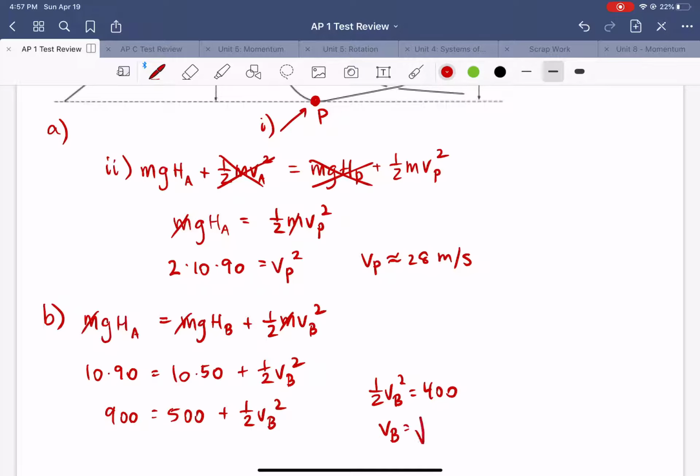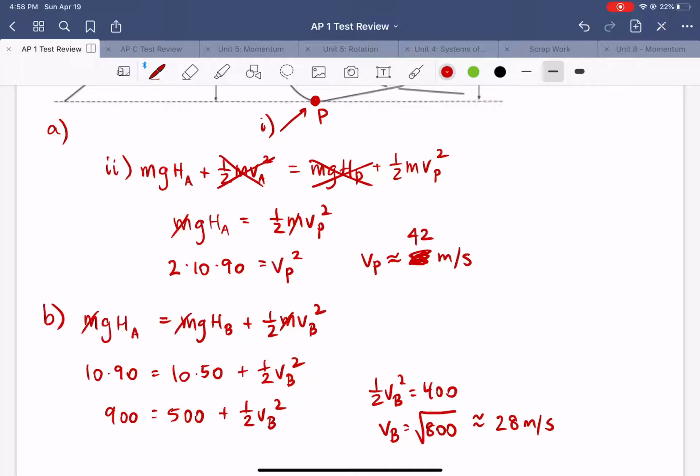VB is going to be the square root of 800, which is about, what is that? Oh, I'm sorry, I had the wrong answer here. This is actually about 28 meters per second. This number up here is actually more like 42 meters per second. Apologies for that. All right, so now we have the correct speed of the carts at those two points of interest.